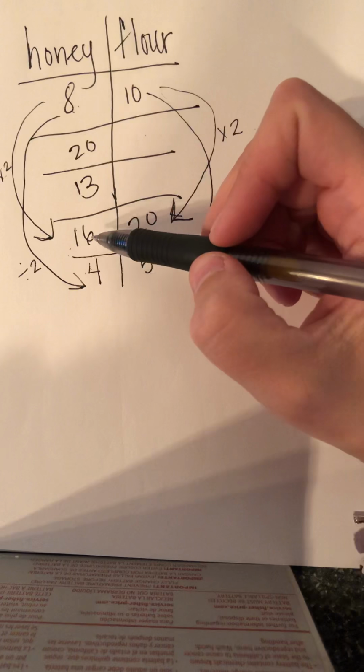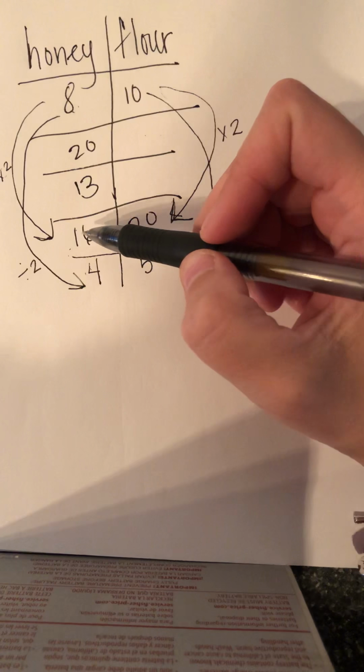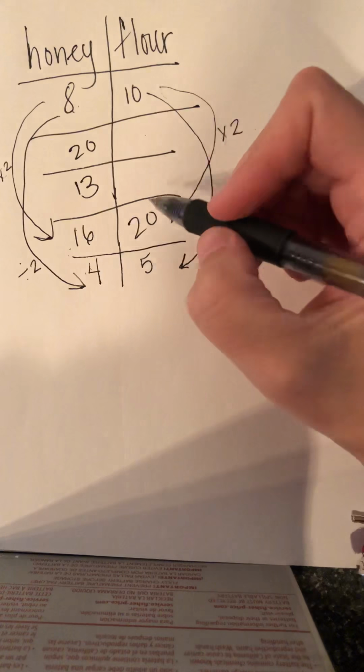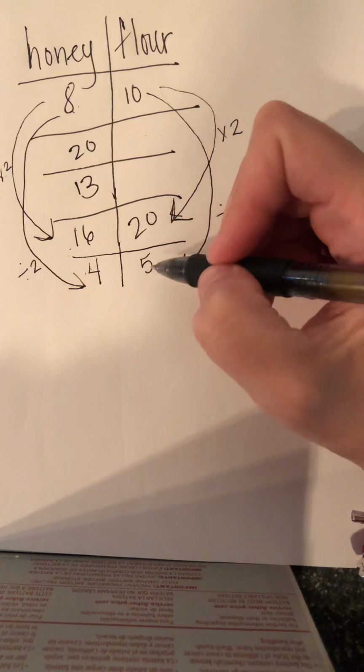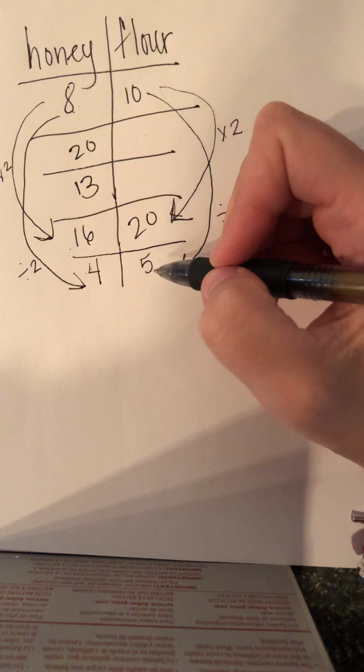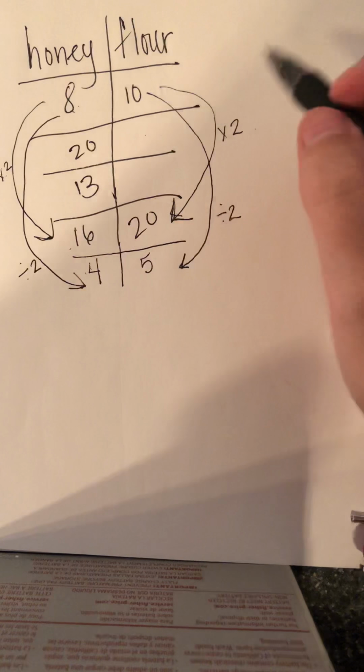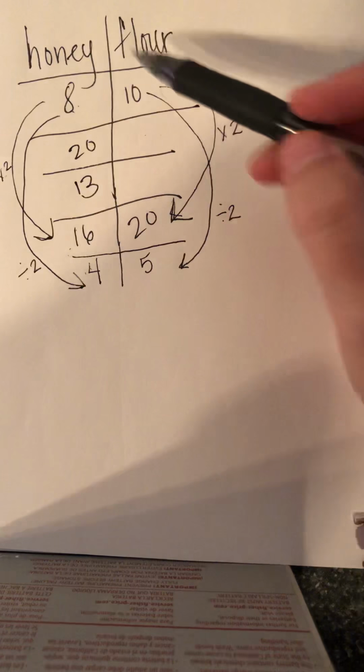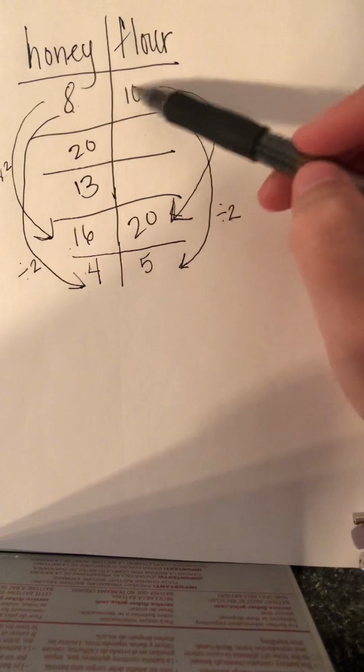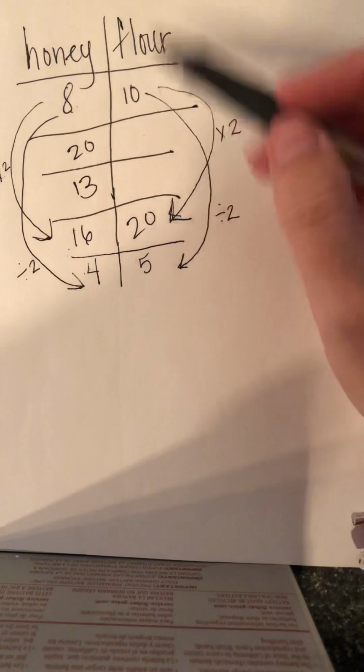You'll notice that if I did start with the 16, I would have to divide 16 by 4 to get here. Then if I took 20 divided by 4, I would still end up with 5. So it doesn't matter which number of the table you decide to use. I just like to use something that's easy and small for me to work with, which would be the 8 and the 10.